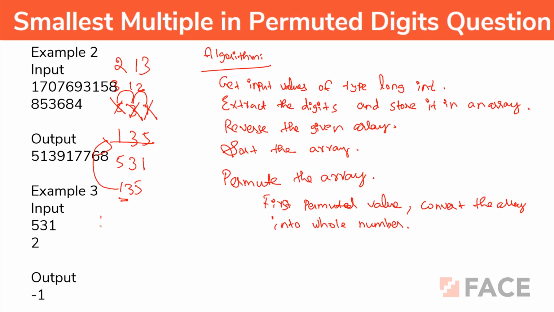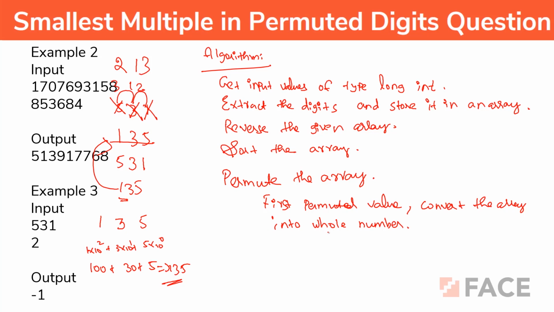After permuting, the value will be stored like this, 135. Now I have to convert this into a whole number, 135. How can I convert this into a whole number of 135? 5 into 10 power 0 plus 3 into 10 power 1 plus 1 into 10 power 2, which are the 1's digit, 10's digit, and 100's digit. So 1 into 10 power 2, which is 100, plus 3 into 10 power 1, which is 30, plus 5 into 10 power 0, which is 5. I'll get my answer as 135. So this is the logic I have to use to convert the given array into a whole number.